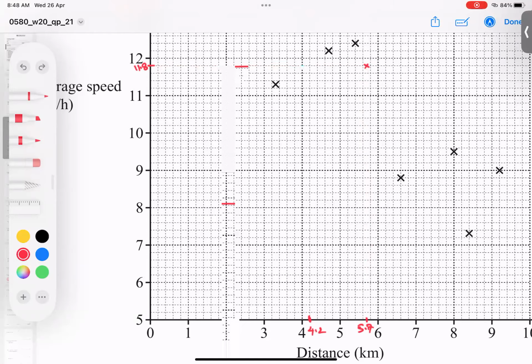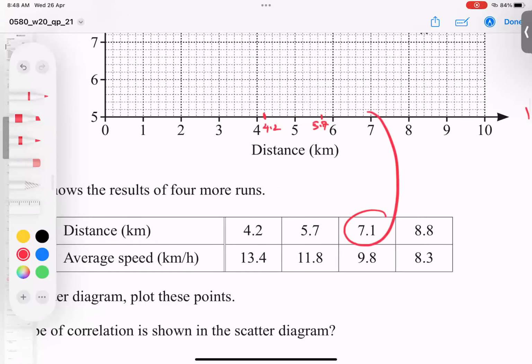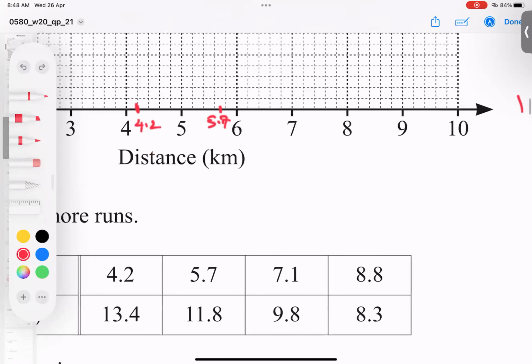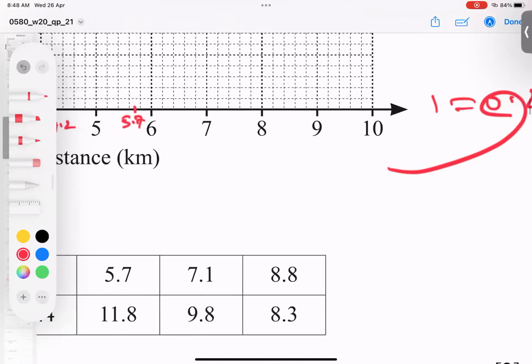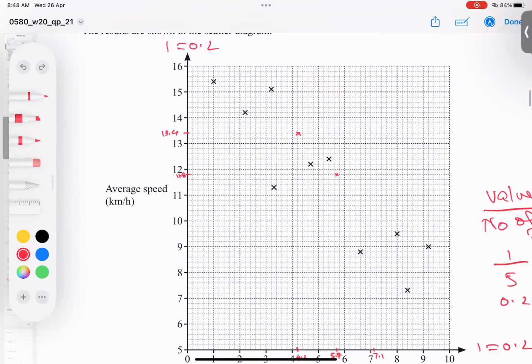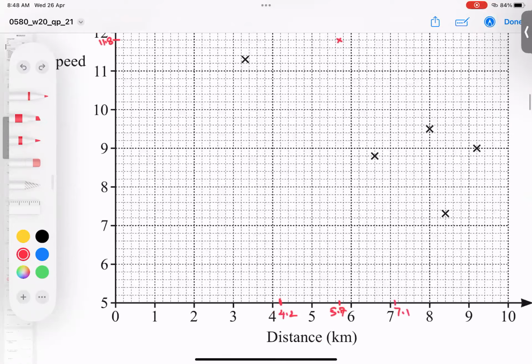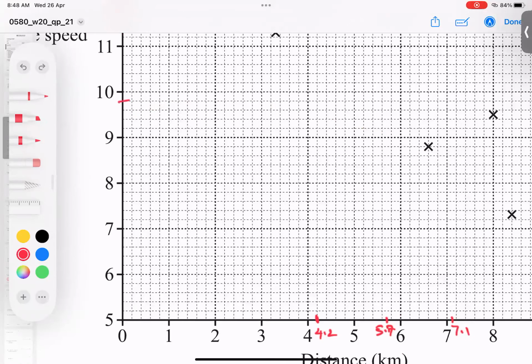Now you have to do the same way. 7.1 is where, students? If you don't know, check it, because 1 box is 0.2. So 7.1 is here. Now where's 9.8? 9 is here, and 9.8 comes at this point, 4 boxes. Now check it. Here it comes. So 9.8 is here. I think the point is clear.